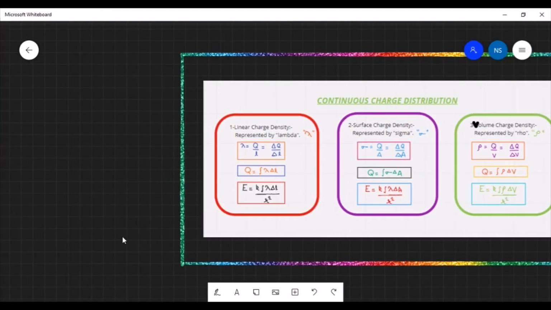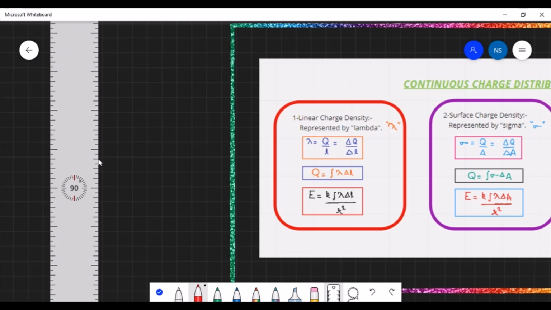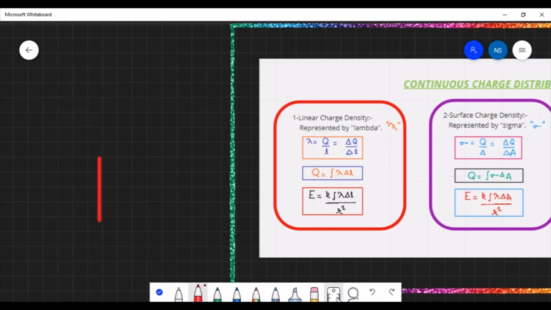Now let us understand what is linear charge density. Let's say we have a line over here. On this line there are some charges present. Let's say there are minus charges present over here. As you can see, on this line, which is a 1D image, the charges are distributed continuously or symmetrically. Therefore it is a continuous charge distribution.